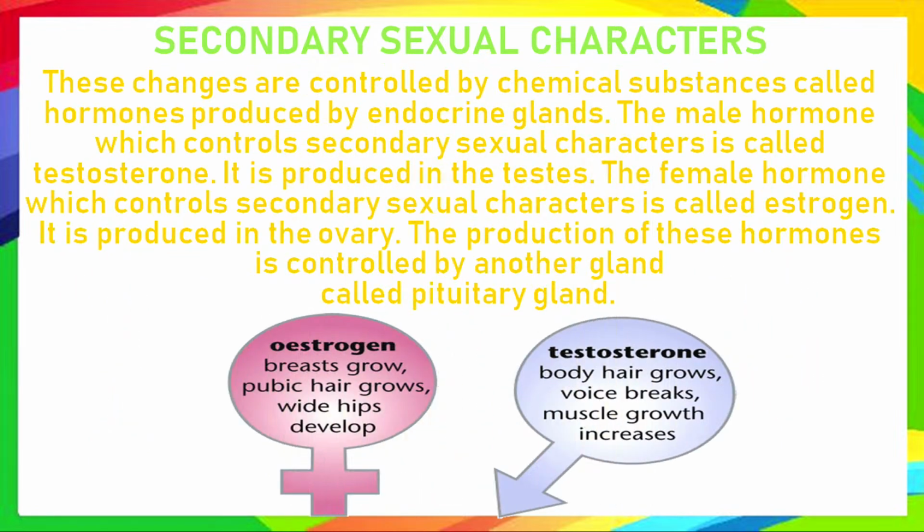Now all these changes are controlled by chemical substances. These chemical substances are known as hormones. They are produced by endocrine glands which are present in our body. The male hormone which controls all the secondary sexual characters is called testosterone. It is produced in the testes in males. The female hormone which controls secondary sexual characters is called estrogen. It is produced in the ovary in the female. The production of these hormones is controlled by another gland called the pituitary gland. So all these changes are controlled by these hormones which are produced by endocrine glands.